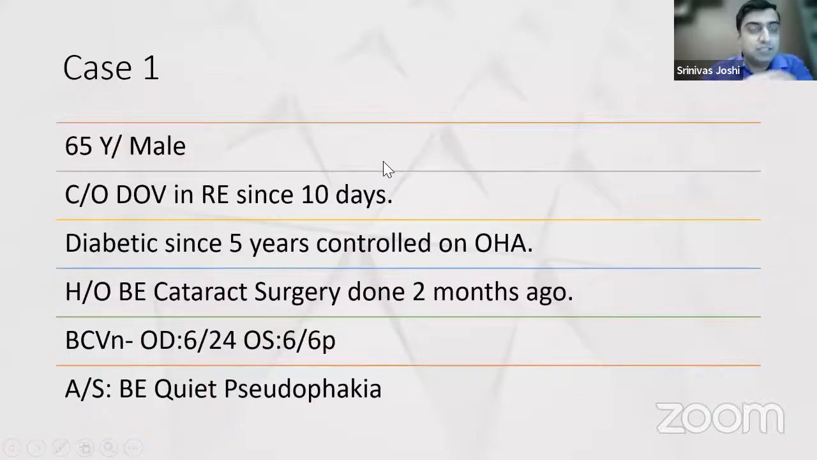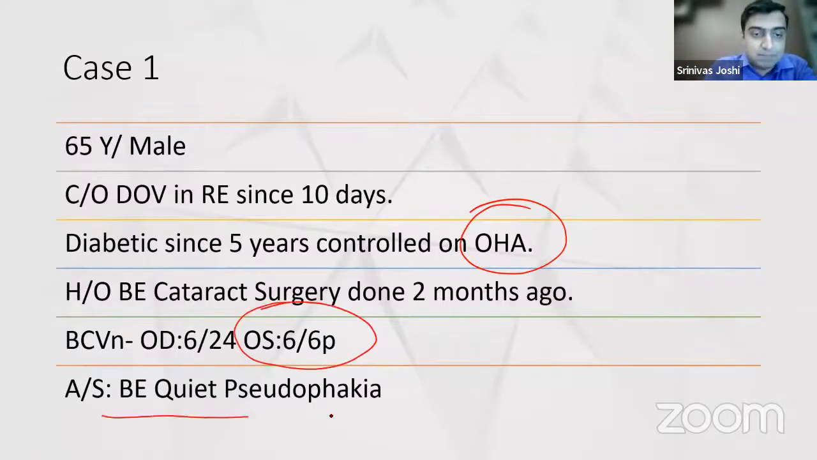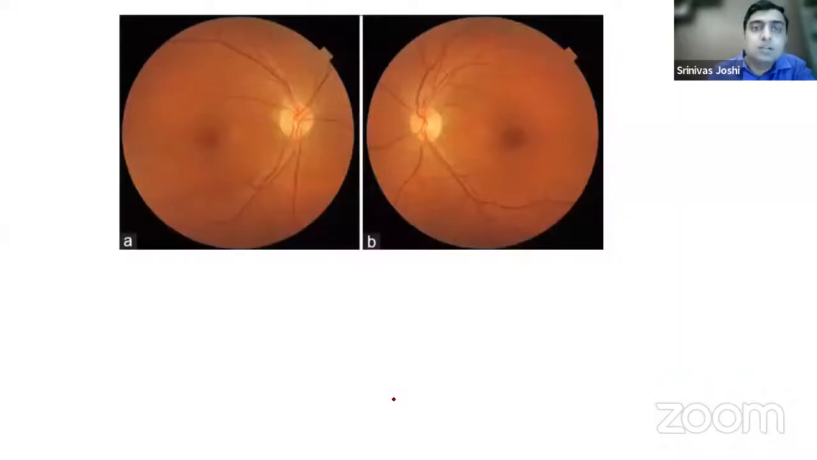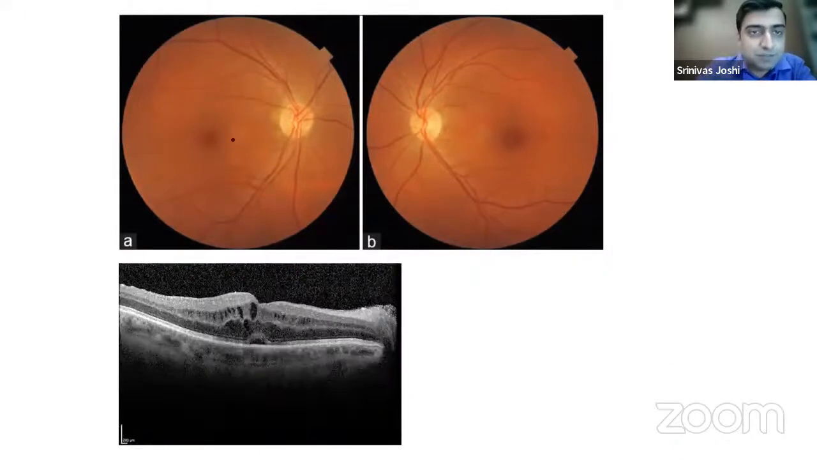So this is case one, a 65-year-old male who complains of diminution of vision in the right eye since 10 days. He is a diabetic, 5 years on oral hypoglycemics, and both eyes had cataract surgery done 2 months ago. The left eye is 6/6, and both eyes are pseudophakic. When we look at the fundus, it was featureless, there were no findings. However, if you look very carefully, there was a little dull foveal reflex as compared to the left eye. When OCT was done, definitely you can see the cyst. In which layer? I will come to it a little later.